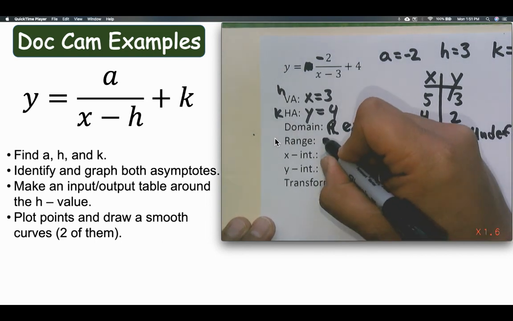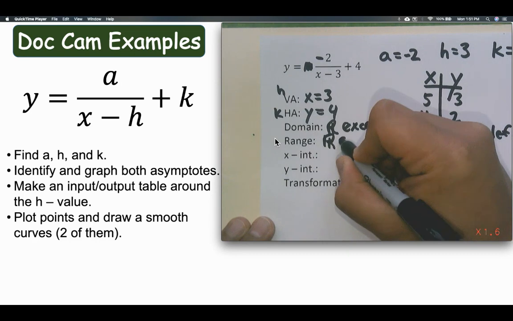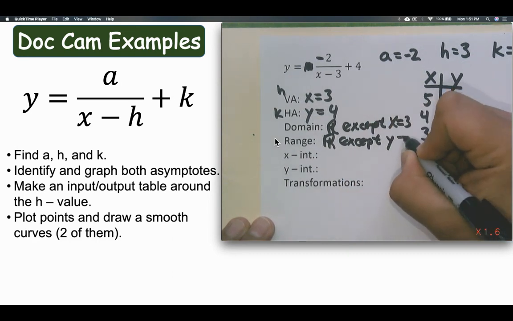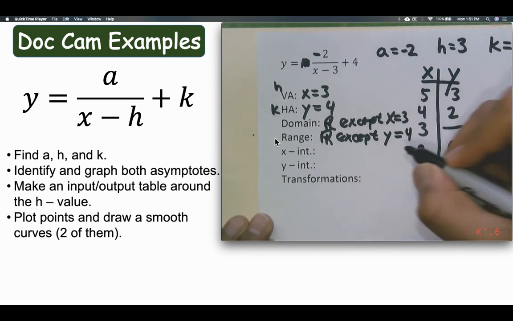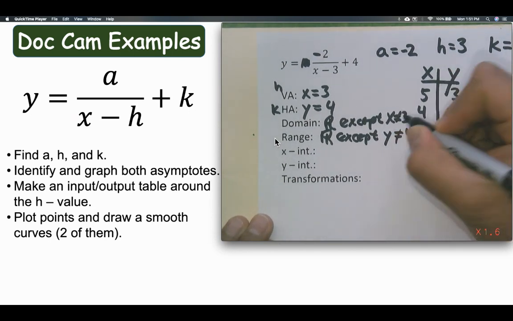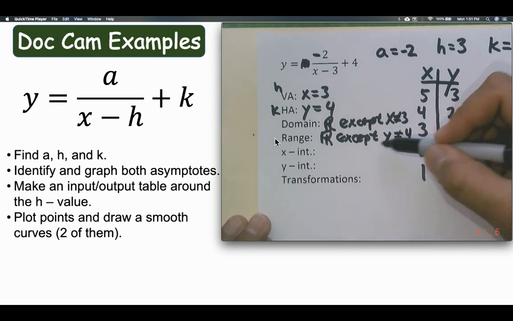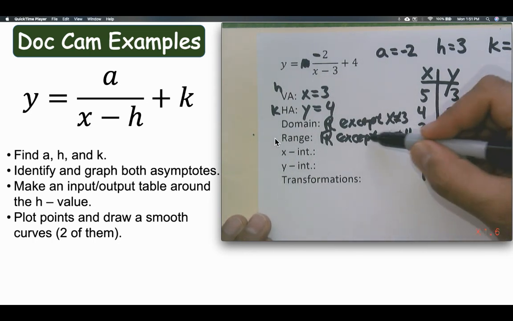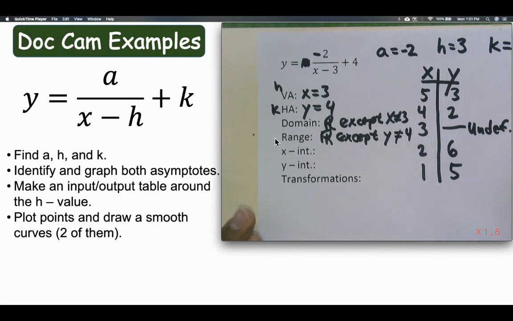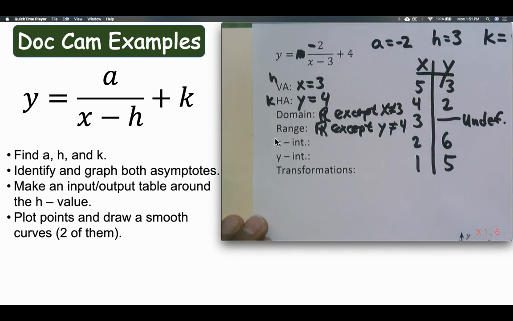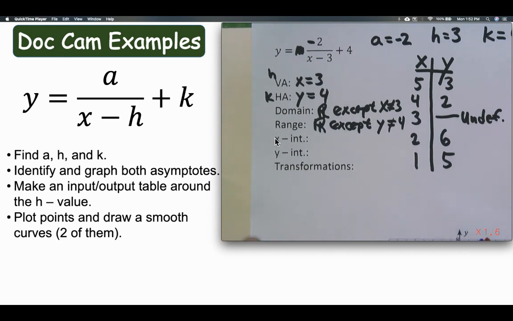So same thing with range, except y equals 4. And what I see sometimes is some teachers show it like with a little cross through, like y cannot be 4. I'd be good either way. Technically, that's kind of like a double negative since you put except already here. But either way, as long as I get an idea what you're talking about, I'm okay with that. Any math teachers watching this might be cringing at me saying that, but it's fine.